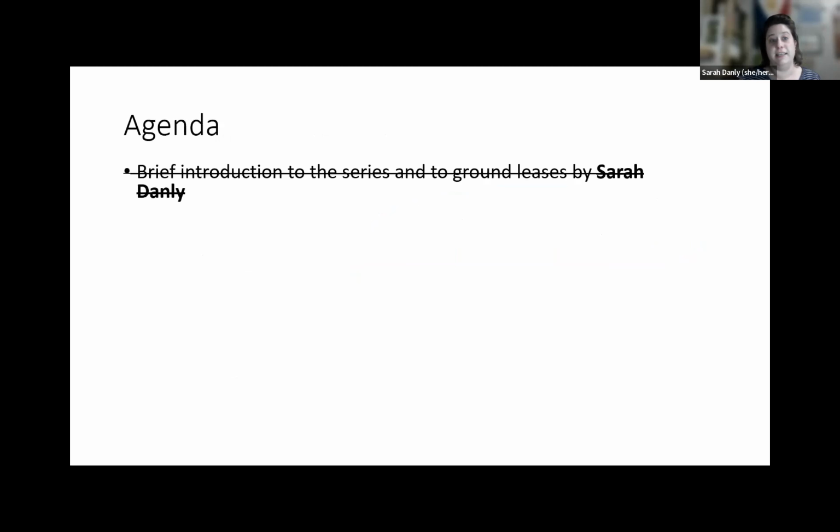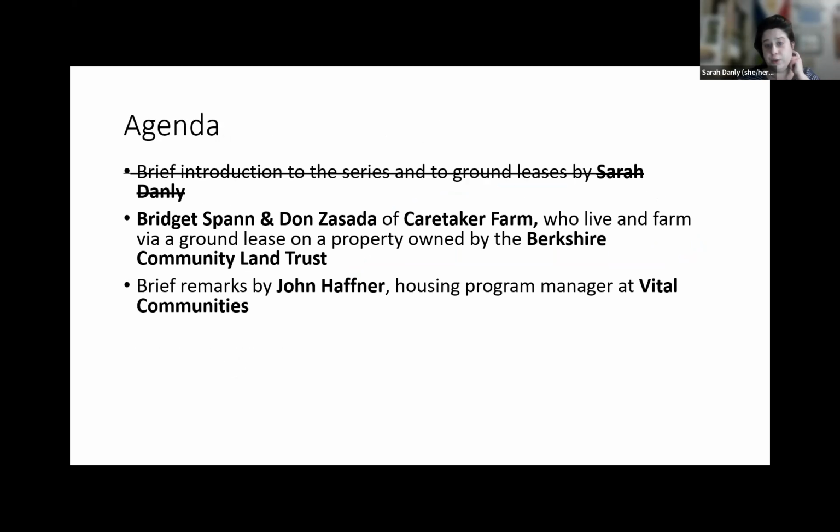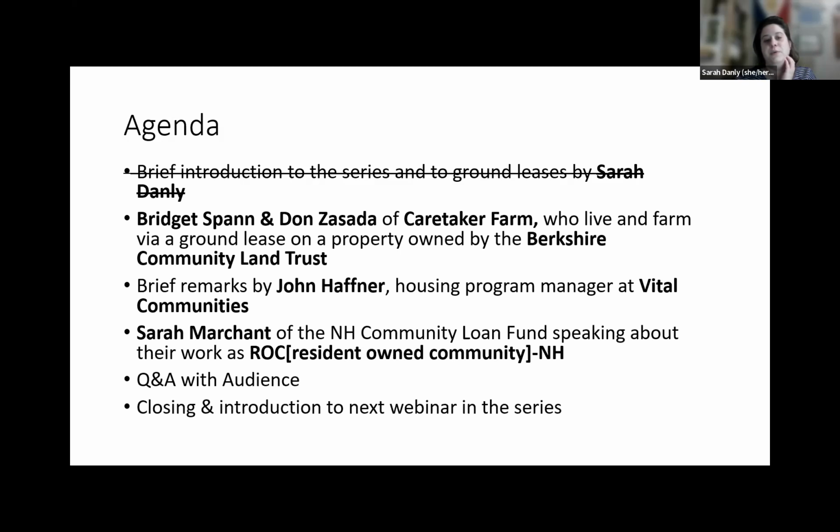So our agenda for tonight is a brief introduction to the series and to ground leases, which is what I just did. Next, we'll be hearing from Bridget Spann and Don Zasada of Caretaker Farm, who live and farm via a ground lease on a property owned by the Berkshire Community Land Trust. Then we'll be hearing brief remarks by John Hafner, who's the housing program manager at Vital Communities. Then Sarah Marchant of the New Hampshire Community Loan Fund will speak about their work as ROC New Hampshire, which stands for Resident Owned Community New Hampshire, saving a good chunk of time at the end for Q&A with you all. And then finally, as a brief closing, we'll be introducing the next webinar in the series.